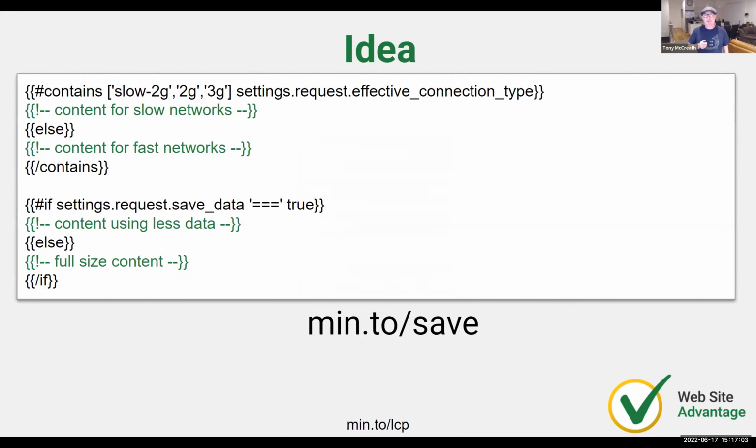Currently, it's not possible to access these values in BigCommerce, but I have submitted an idea proposing that they add them to the stencil object so that developers can take advantage of them. You can find this idea at min.to/save.